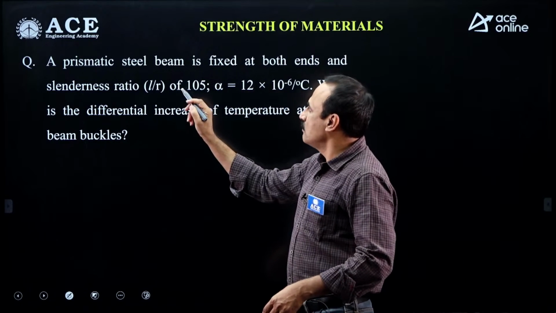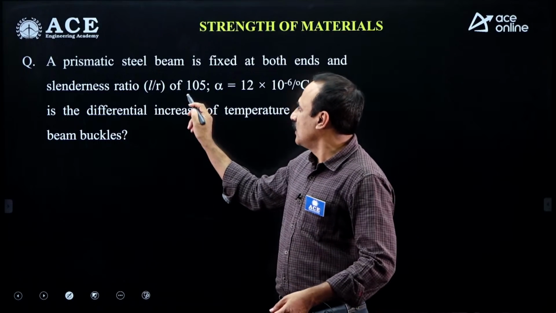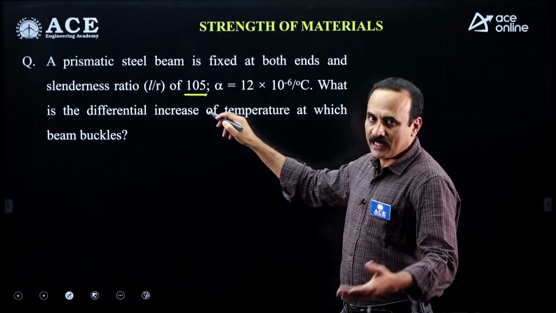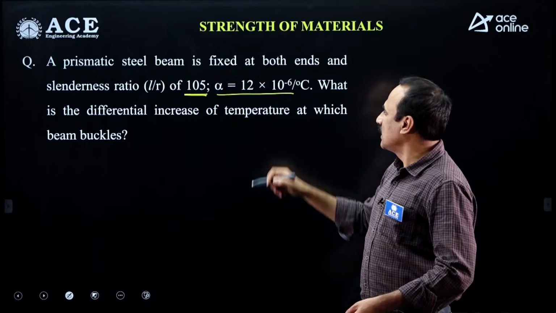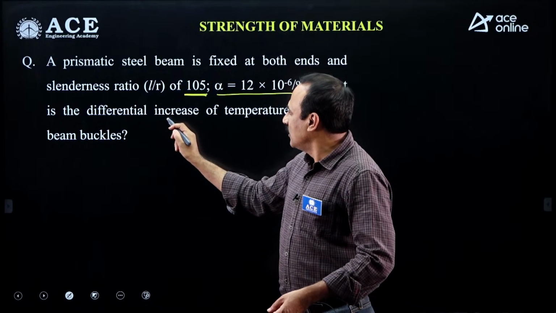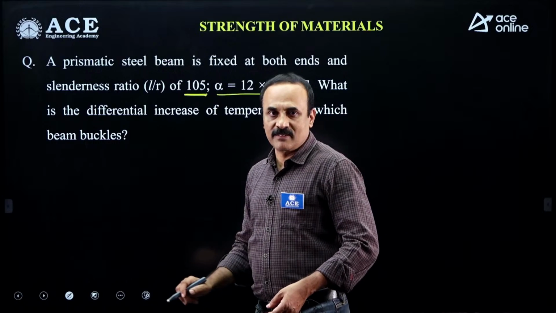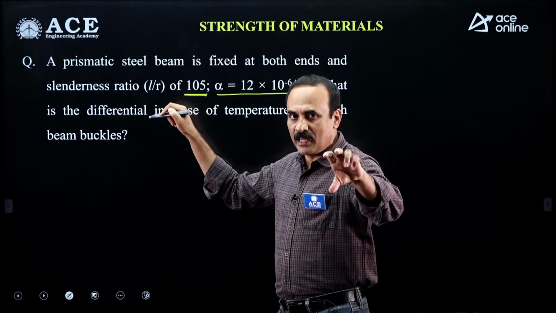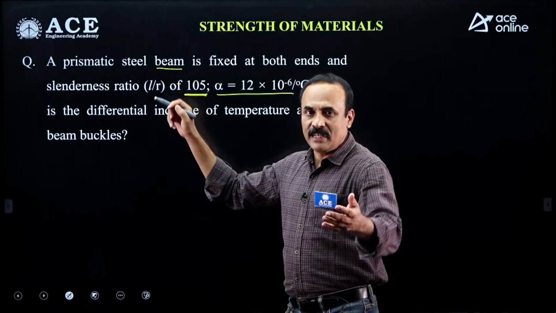A prismatic steel beam is fixed at both ends and the slenderness ratio, effective length by minimum radius of gyration, is 105. The coefficient of thermal expansion is given. What is the differential increase of temperature at which the beam buckles? You are increasing the temperature so that the beam is buckling. It is nothing but a column.